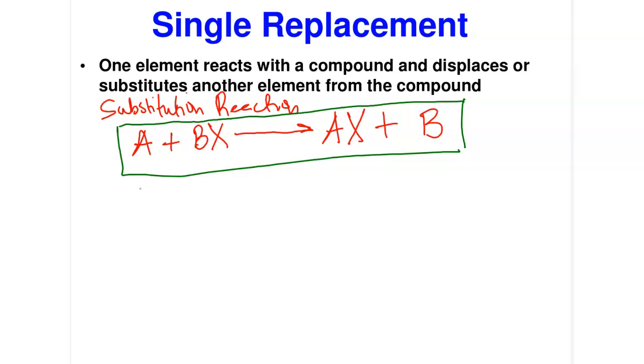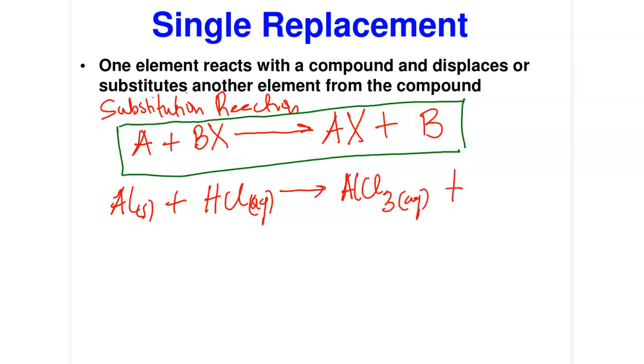Okay, I have an example here. Let's say aluminum solid, on its own, comes to react with HCl. HCl is aqueous, dissolved in water. What happens here? Aluminum comes here, kicks out hydrogen and takes chlorine. Aluminum is plus 3, so it's going to be AlCl3 aqueous plus hydrogen, which is now kicked out. A pure hydrogen molecule will be H2 gas. This is a case of this type of reaction.